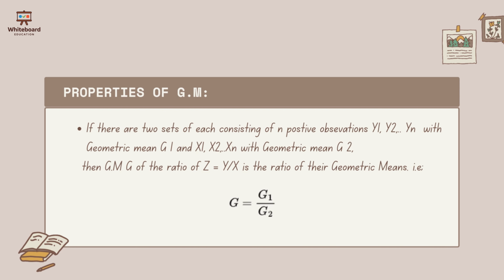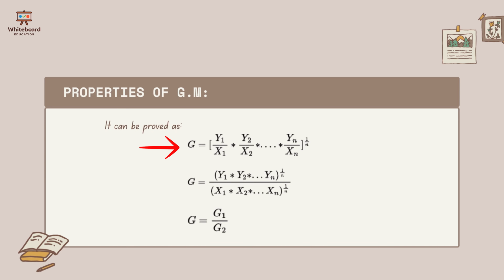Here's a little derivation to make it more understandable. Here, instead of taking only y1 multiplied by y2 till yn, we take y1 over x1 multiplied by y2 over x2 till yn over xn, as we are taking two geometric means together, all raised to the power 1 over n. Next we treat the numerator and denominator separately, each raised to the power 1 over n. So these become two separate geometric means named g1 and g2, so that's why the G.M of the two sets of observations equals g1 over g2.